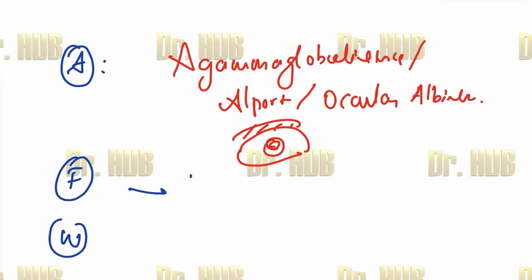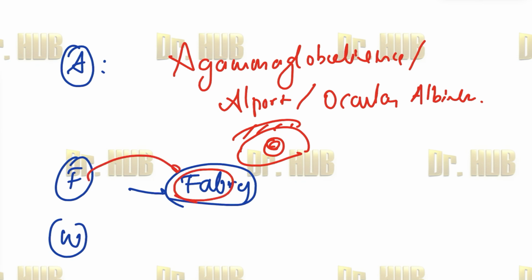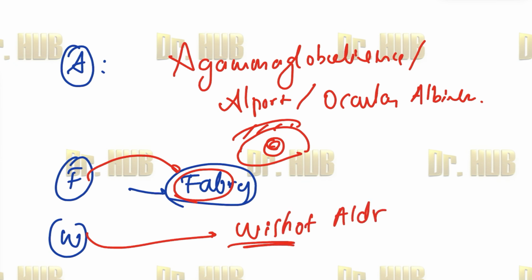Next is foolish words. F is for Fabry disease. Foolish, Fab: Fabry disease. And words is for Wiskott-Aldrich syndrome.